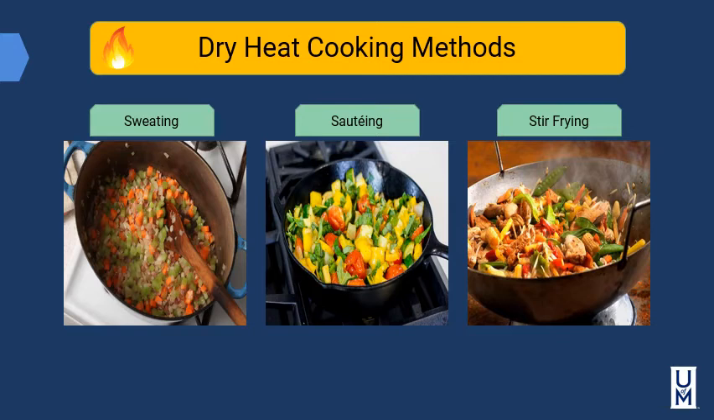The wok with the thickened bottom and the thinner sides has a unique shape designed to have extremely high heat on the bottom and medium heat on the sides. This helps the food cook very rapidly.